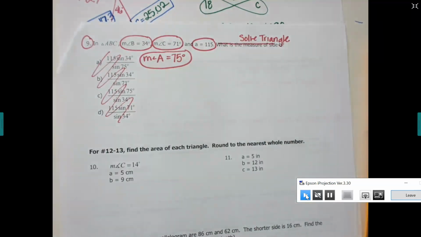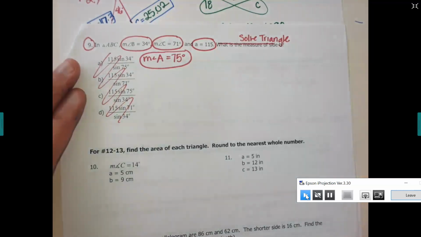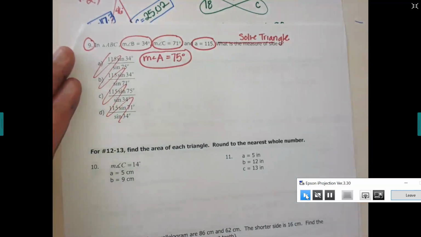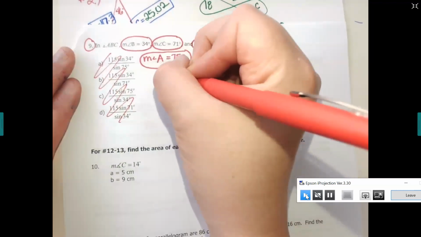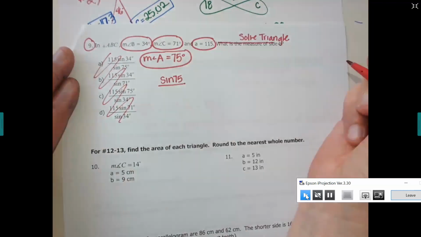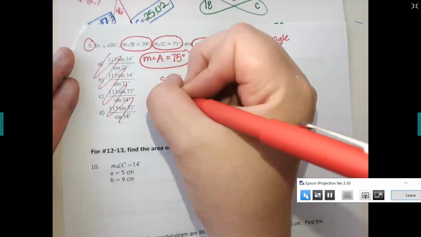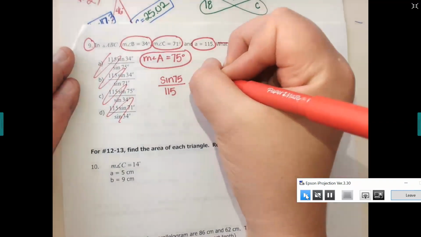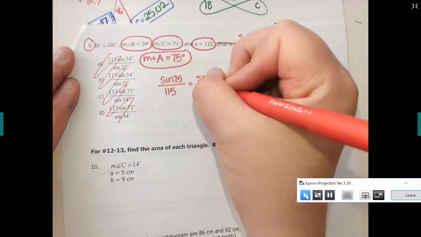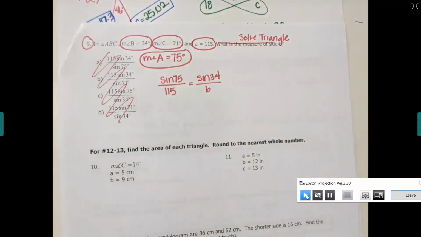So what letter should I start with in law of sines? A, B, or C? A, because A is the partners that I have. So I'm going to do sine of 75 over what? 115. And then I know I'm going to have to find both, but let's just start by finding b, since we have to pick one. So if I want to find little b, what is my sine number going to be with? 34 over little b. And then from there, you're cross multiplying just like we did on number 2.